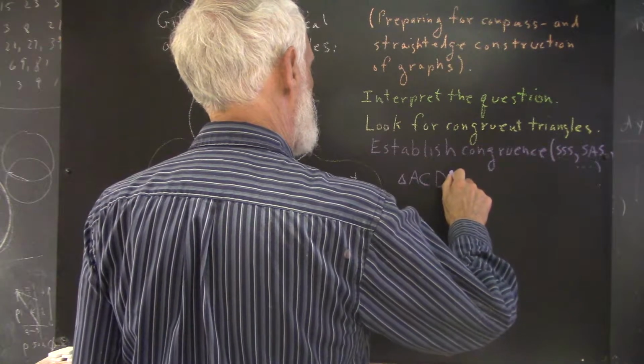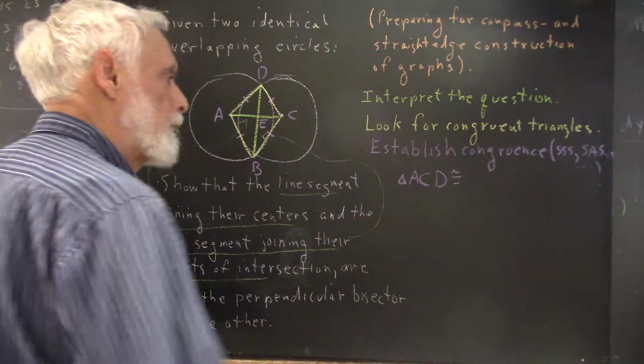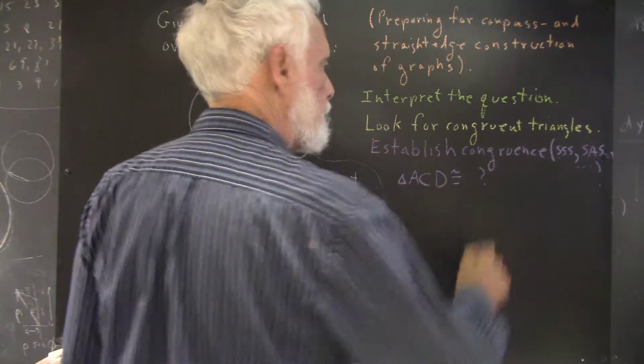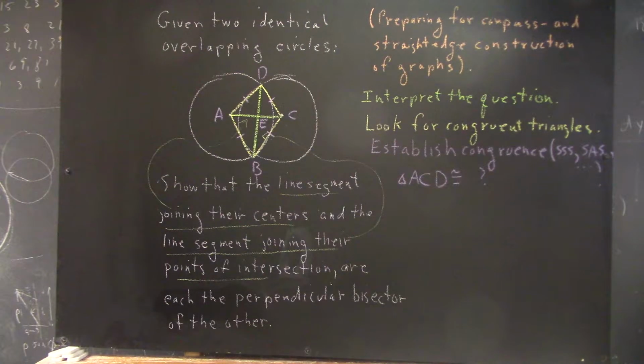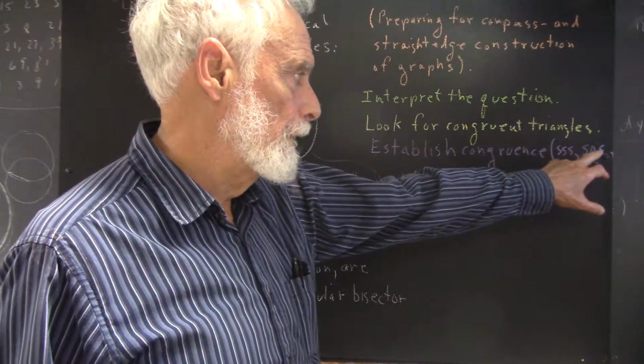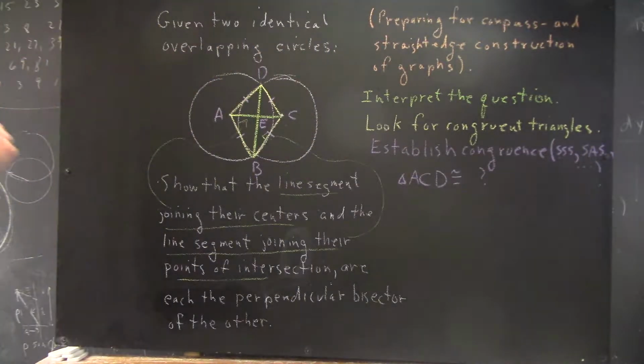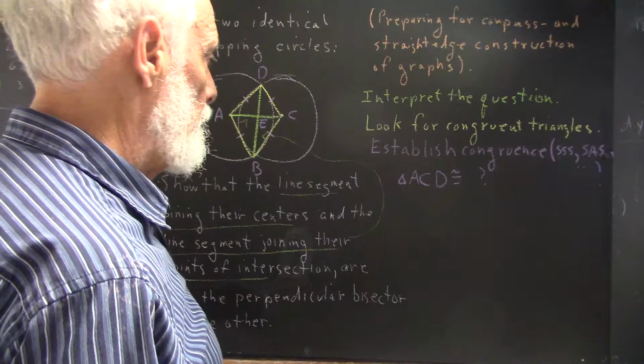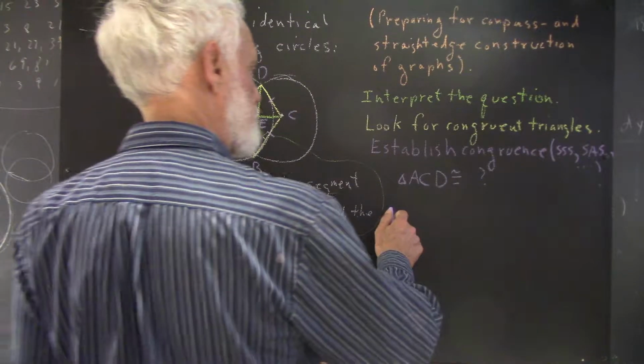is congruent to what triangle? There is one triangle to which ACD is congruent. And what else can we say about ACD? Now again, ACD is congruent to some other triangle, either by side, side, side, or side, angle, side. You can figure out which. And other pairs.